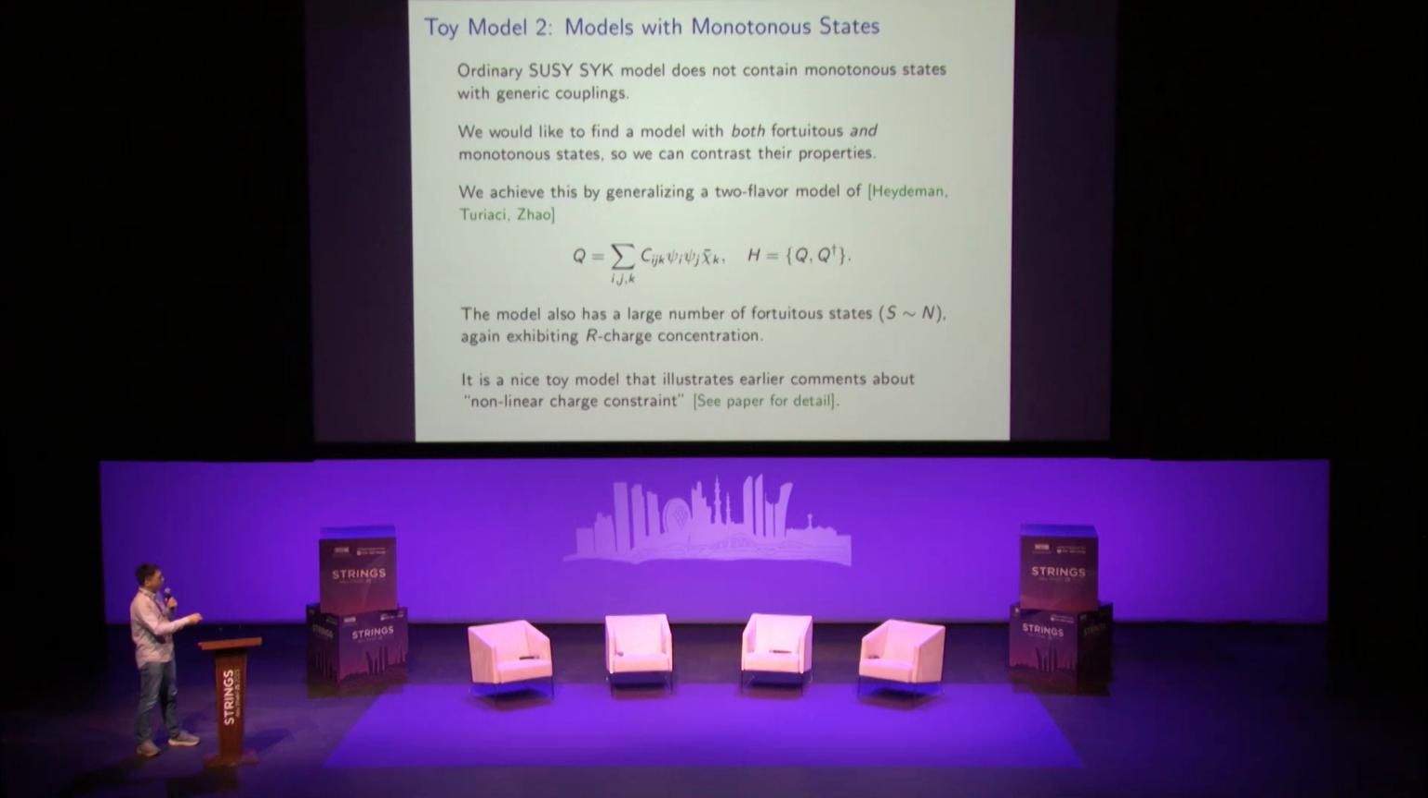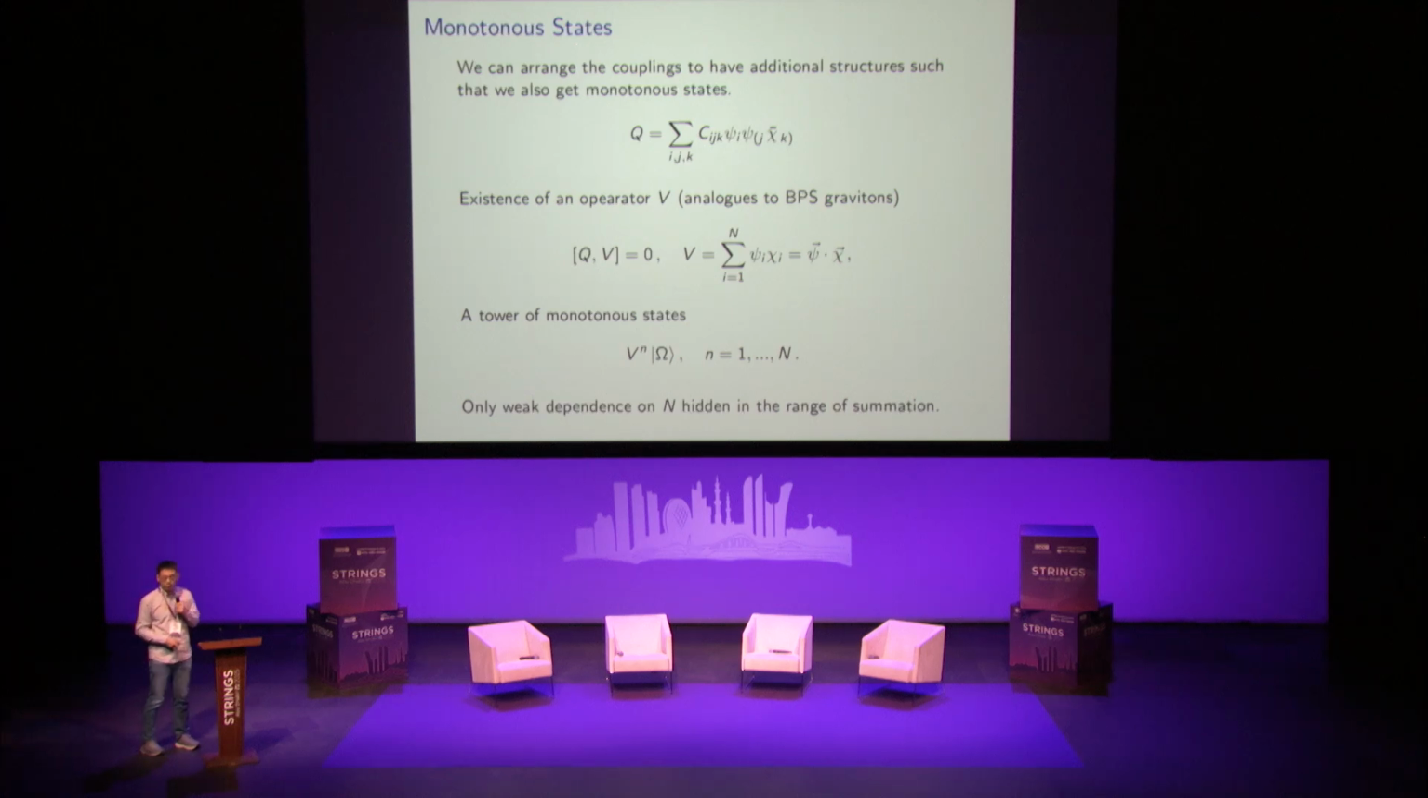Now, this model also has a large number of fortuitous states. They exhibit this R charge concentration phenomena, etc., which illustrates many of the previous points that have been made. But here, let me focus on how to get monotone states in this model. The idea is that you can arrange these couplings, C_ijk, to have some additional structure. For example, the simplest case is that you can symmetrize it with respect to the last two indices, j and k. Once you've done that, the model is forced to have such an operator V, which I like to think of as the analog of the graviton operator in N equals 4 super Yang-Mills. This is an operator V that always commutes with the supercharge Q, no matter what the value of N is.